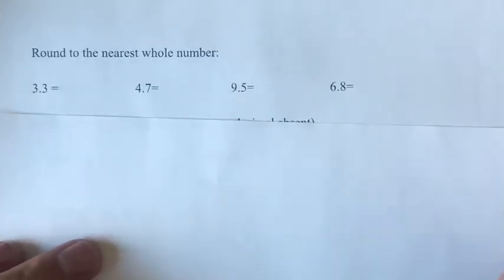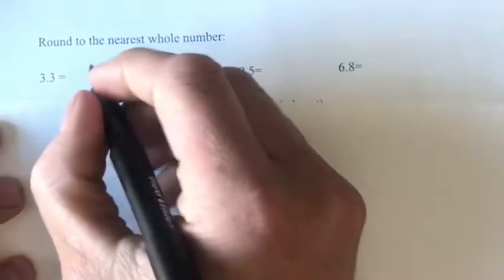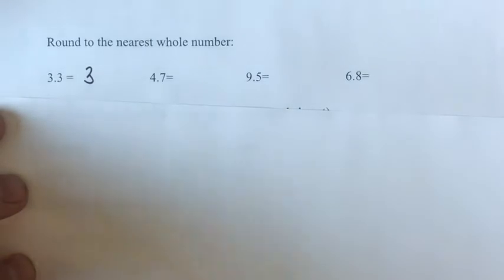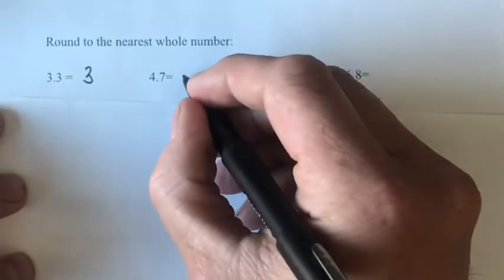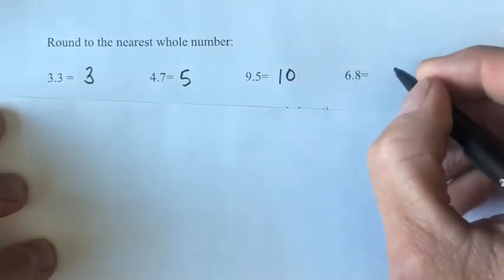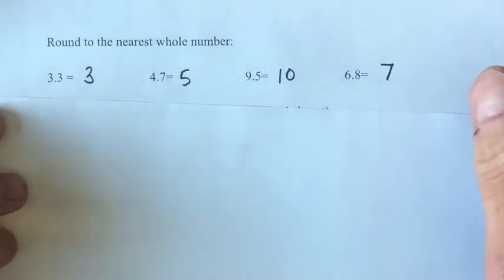So if we wanted to round these numbers to the nearest whole number, that would be something that you've done probably your whole life. So 3.3, if you were rounding that, this would be 3, right? Remember the rule is if the decimal place is a 5 or above, then you round up, and if it's below 5, you round down, right? So 4.7 rounds up to 5, 9.5 rounds up to 10, and 6.8 rounds up to 7, right? That is pretty routine for people, all right?